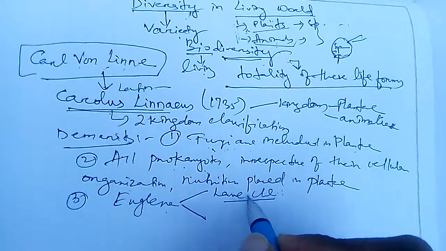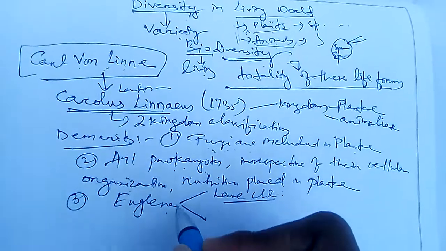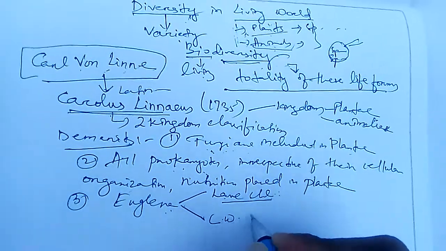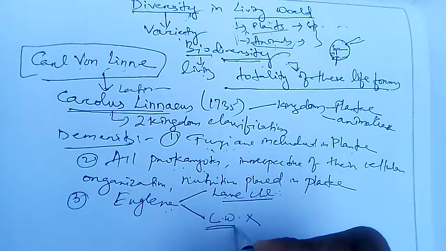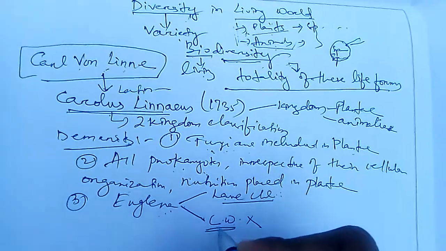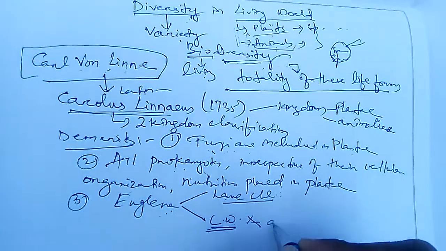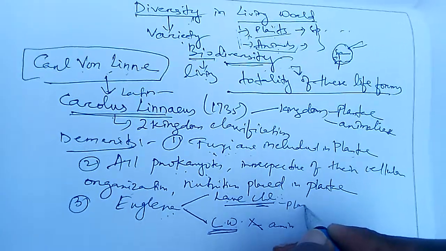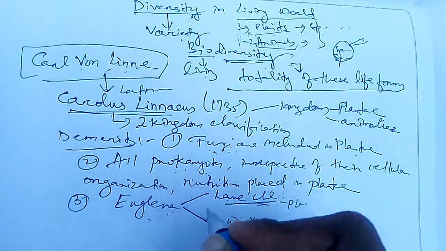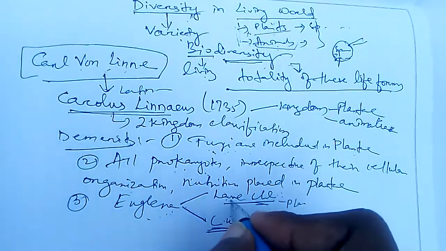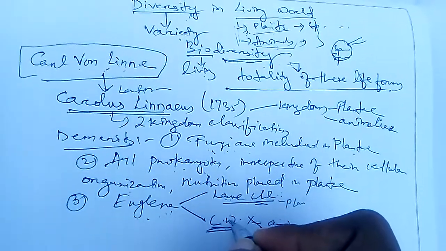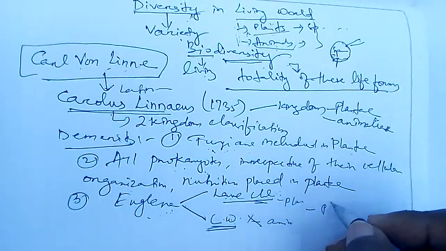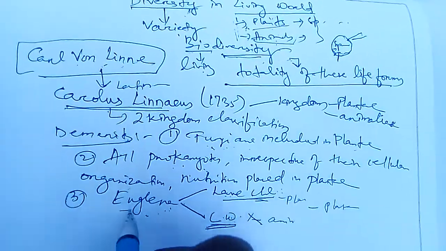Euglena have chlorophyll, with which they prepare their own food, but they lack a cell wall. So absence of a cell wall is a character of animals and presence of chlorophyll is a character of Plantae. So Euglena shows both characters of plants and animals, but it is included in the kingdom Plantae. So this is another demerit.